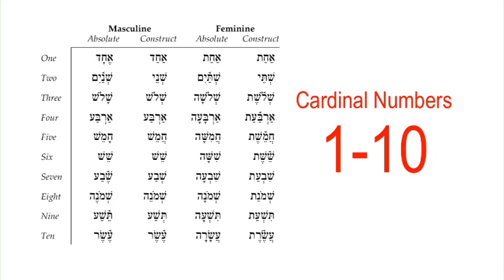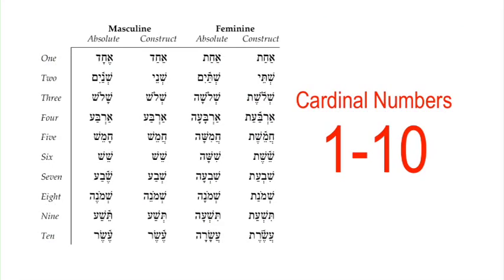Let's say them again together quickly. Echad, Shnayim, Shalosh, Arba, Chamesh, Shesh, Sheva, Shemoneh, Tesha, and Eser. Now that's the only line that you need to memorize in terms of vocabulary, the singular, masculine, absolute. In the other categories and in the other columns, you'll see that the other forms of the numbers are related to the masculine, singular, absolute.